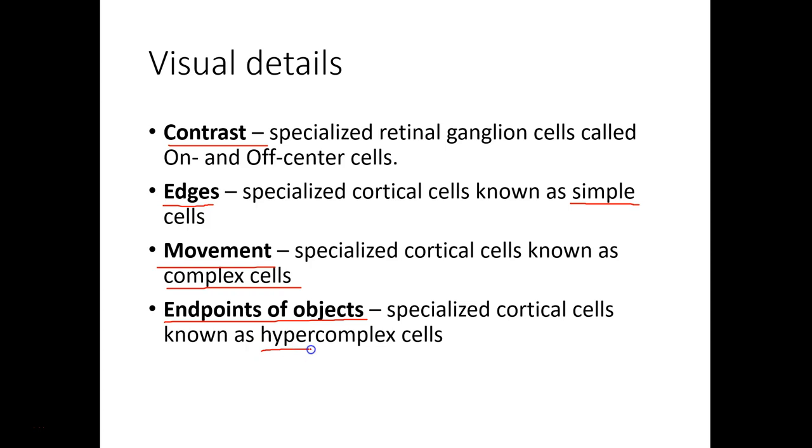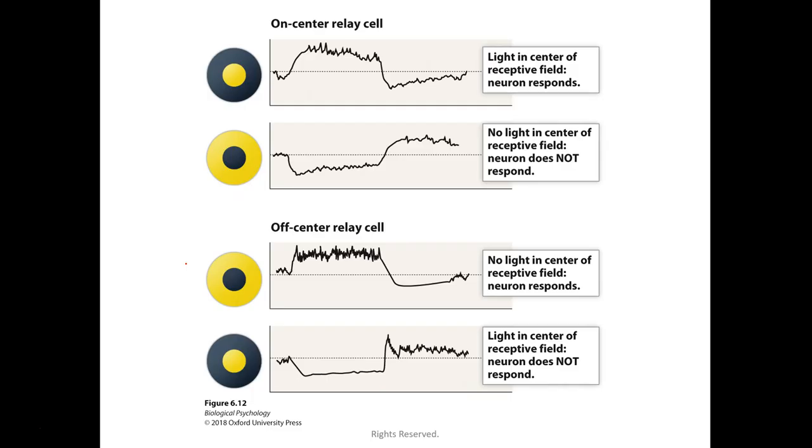And lastly, there are hypercomplex cells in our cortex as well that respond best when there are endpoints of objects that are in our visual field. So let's talk about the contrast first as we move through the different visual details in the next few slides.